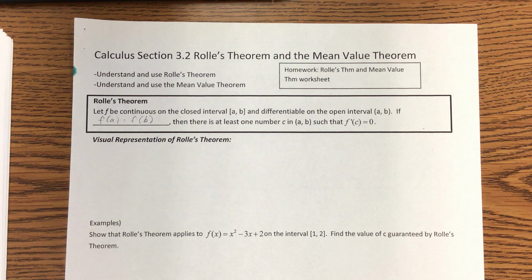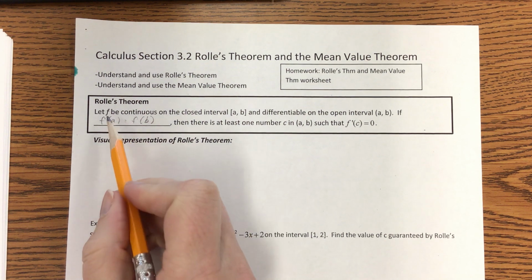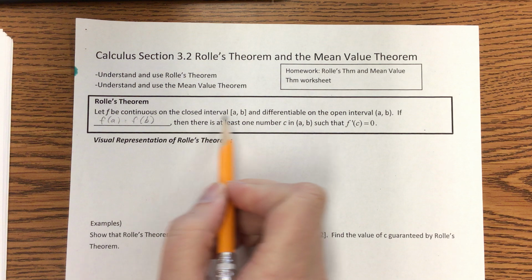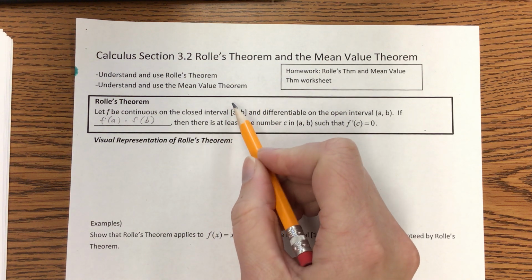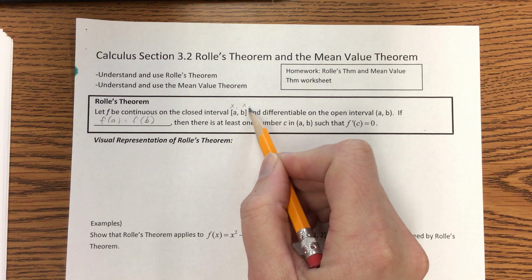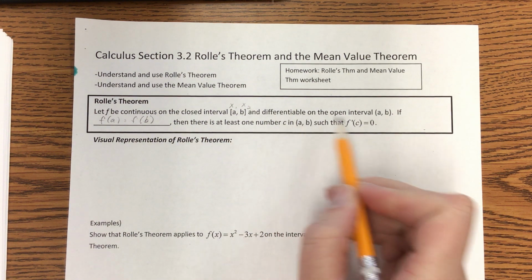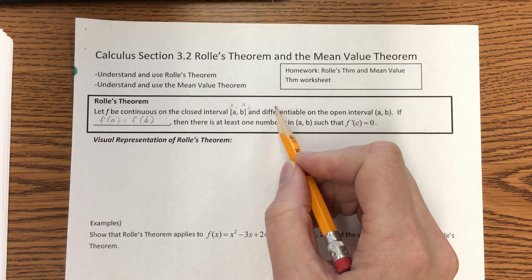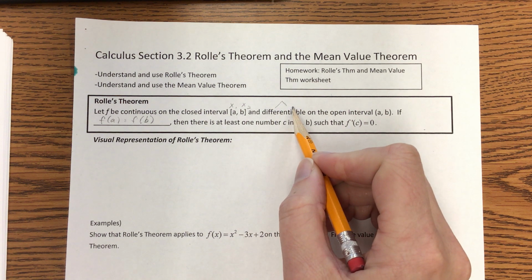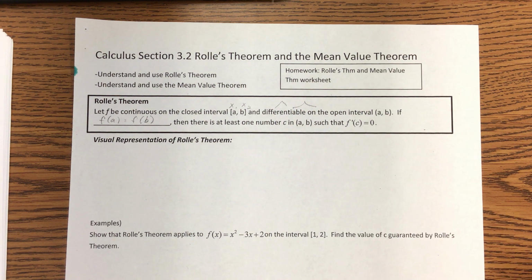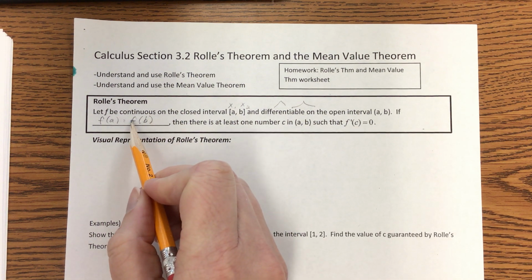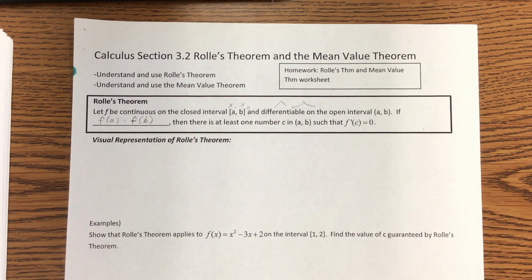then there is at least one number c in the interval a to b such that f prime of c equals 0. Okay, let's break that down. So f is a continuous function on the closed interval from a to b. So these are both x values. This is like an x1 and an x2. Continuous means that we draw without picking up our pencil. Okay, and it is differentiable on the open interval. So that's no corners and no cusps. And of course, because our function is continuous, we don't have any breaks in the graph.